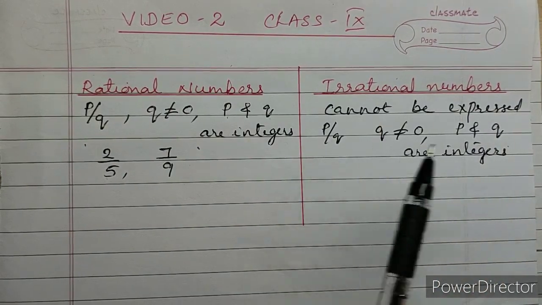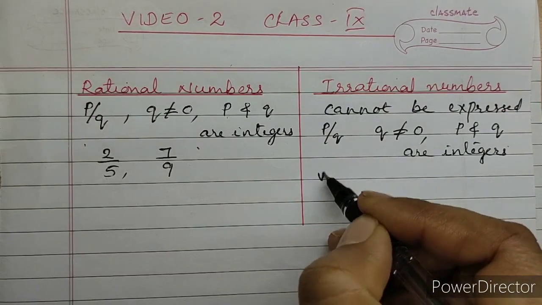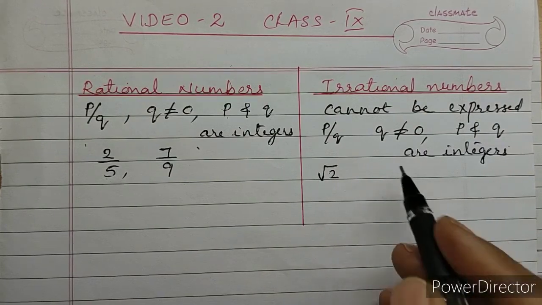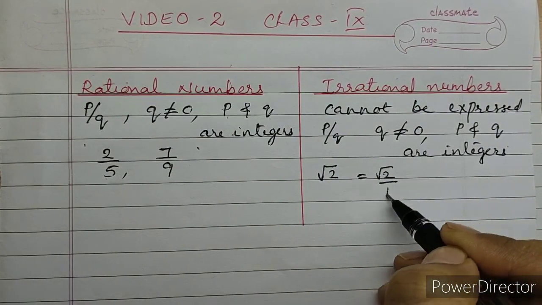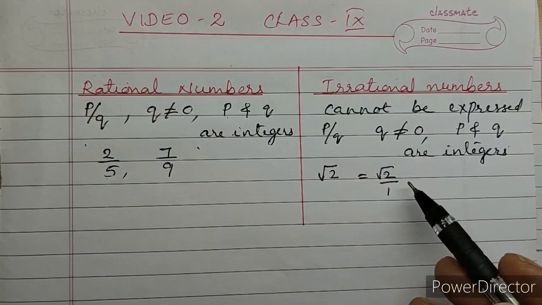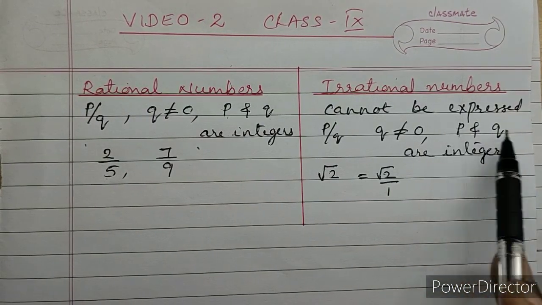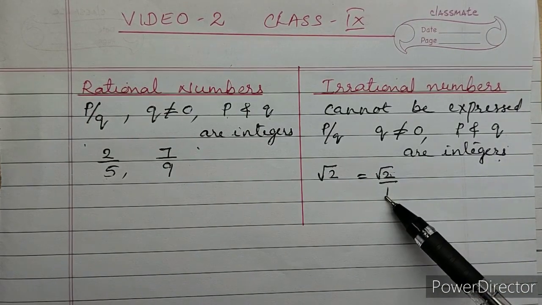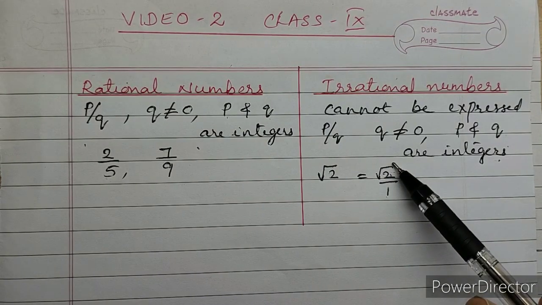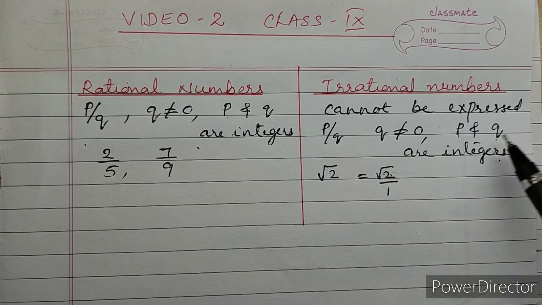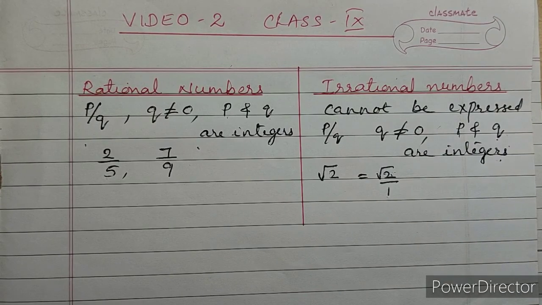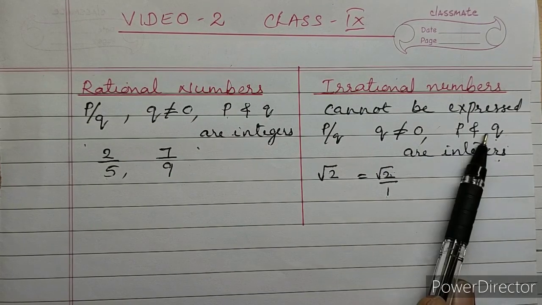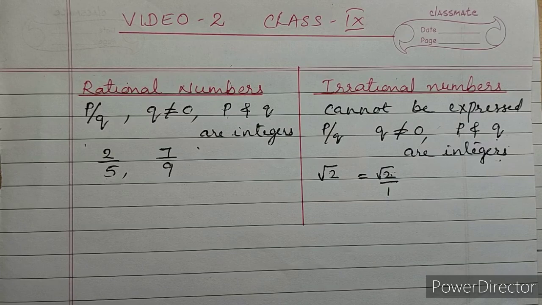Here for irrational number, last class I told you the example, square root of any prime number, you can write it as irrational number. See here, obviously you can write root 2 as root 2 by 1 in P by Q form. P by Q form is correct, but P and Q are integers. P is root 2. Root 2 is not an integer, but 1 is an integer. Since root 2 is not an integer, this condition is not satisfied. They are irrational numbers. So which cannot be expressed in P by Q form where Q is not equal to 0 and P and Q are integers are called irrational numbers.